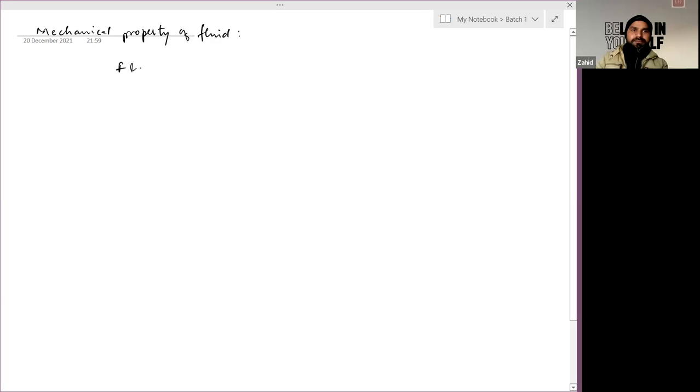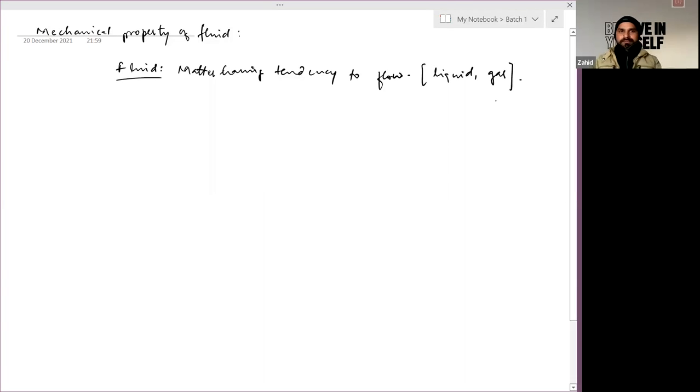First, what do you mean by fluid? So we can say the matter having tendency to flow is called fluid. That is both liquid and gas.